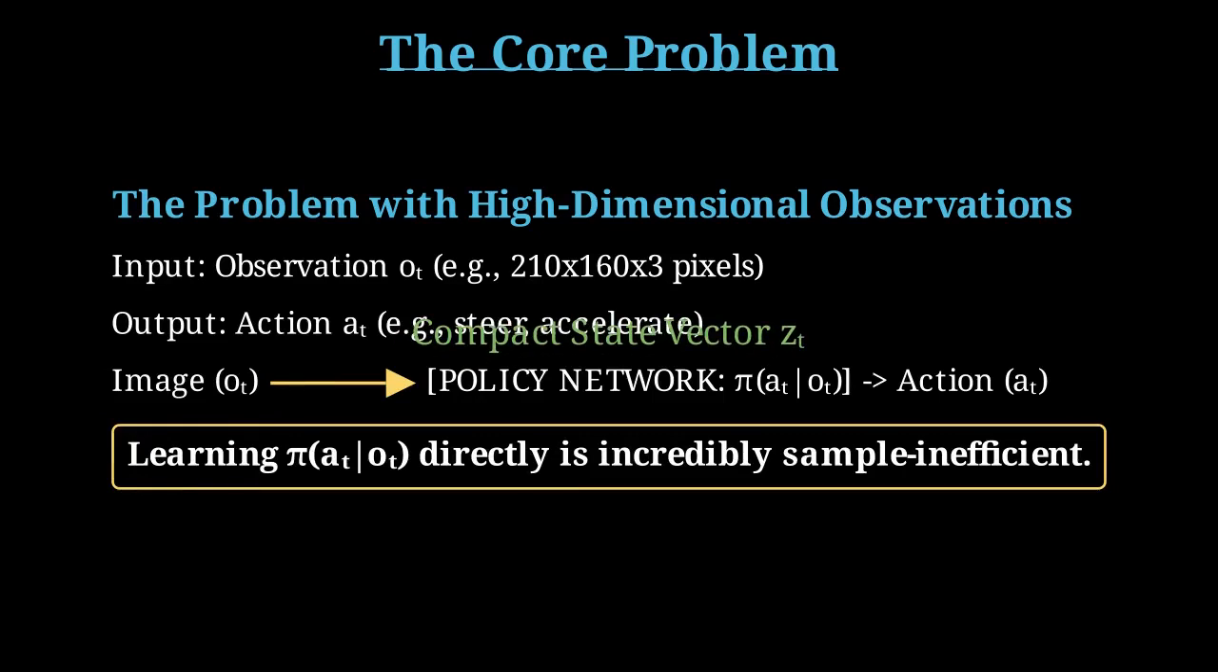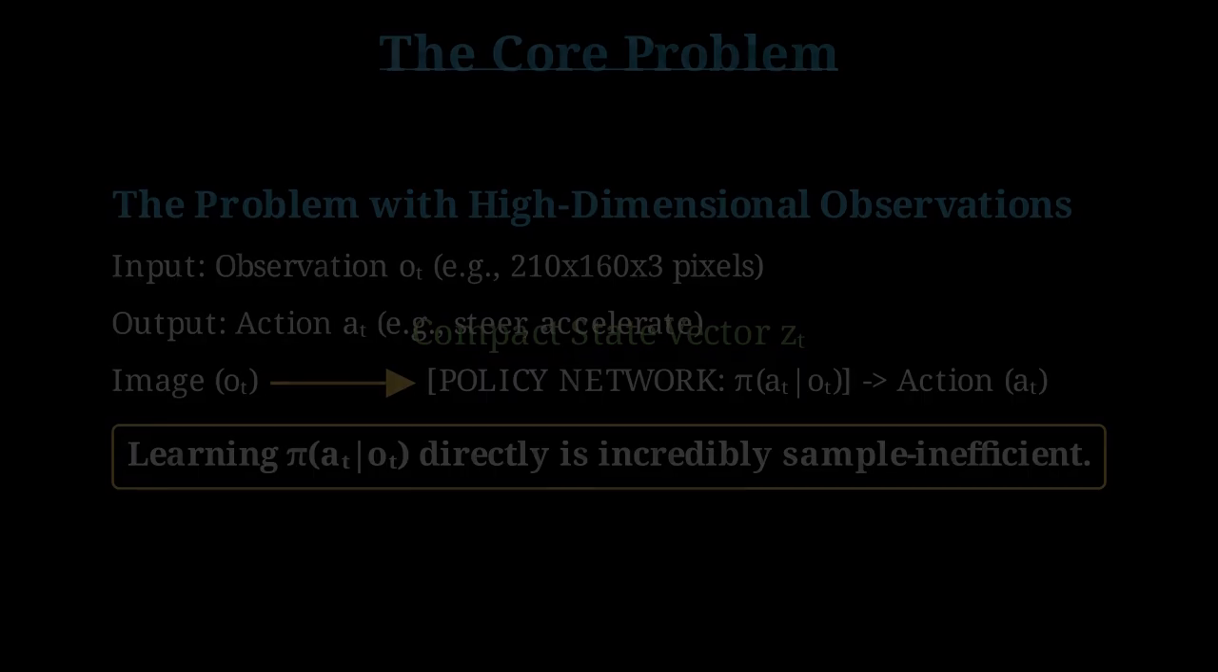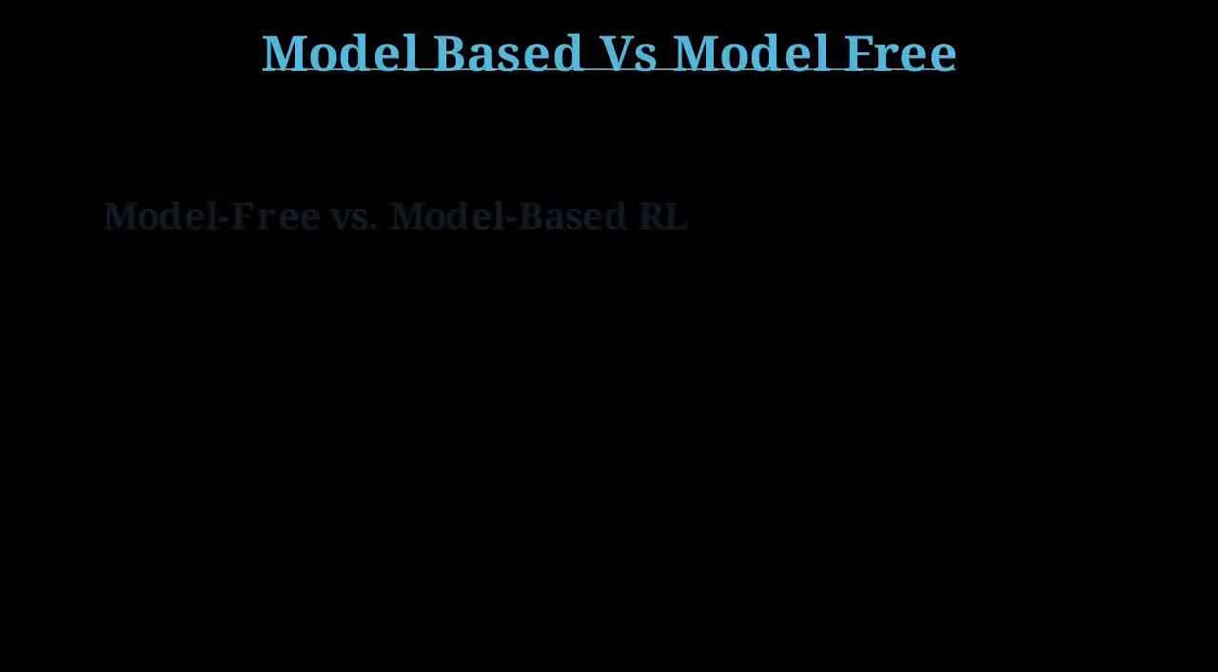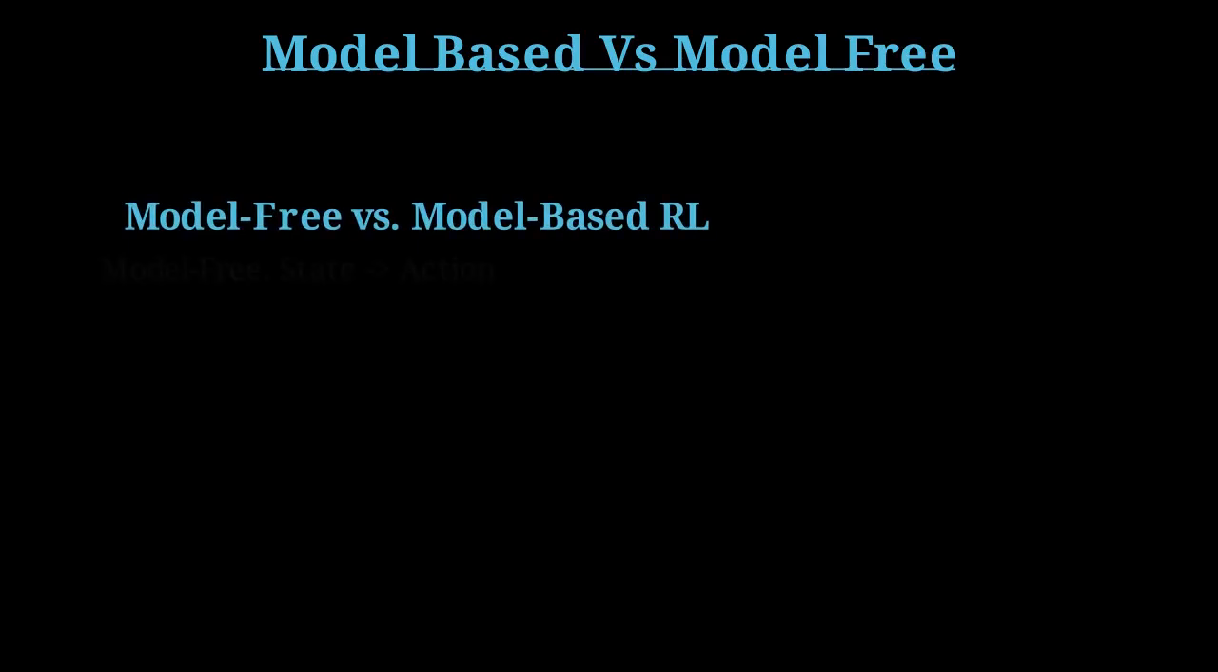The core problem is that raw observations, like images, are high-dimensional and contain redundant information. A world model's first job is to distill this sensory stream into a compact representation of the environment's true state, separating style from content.